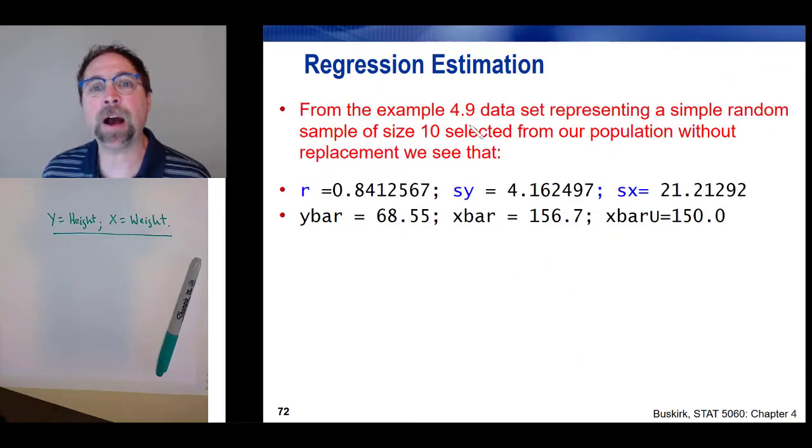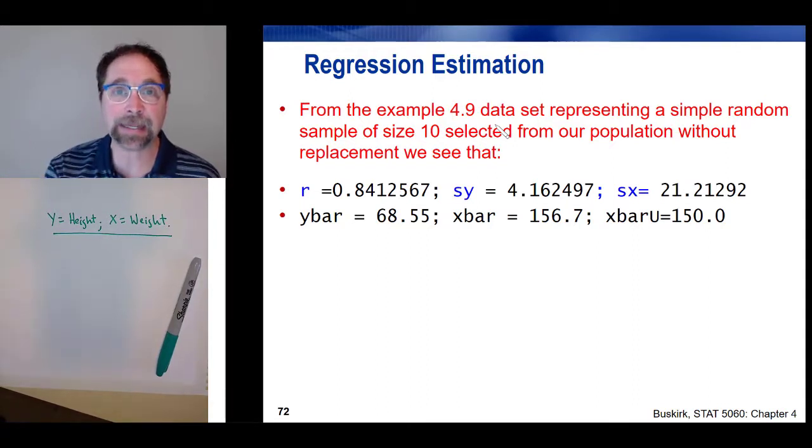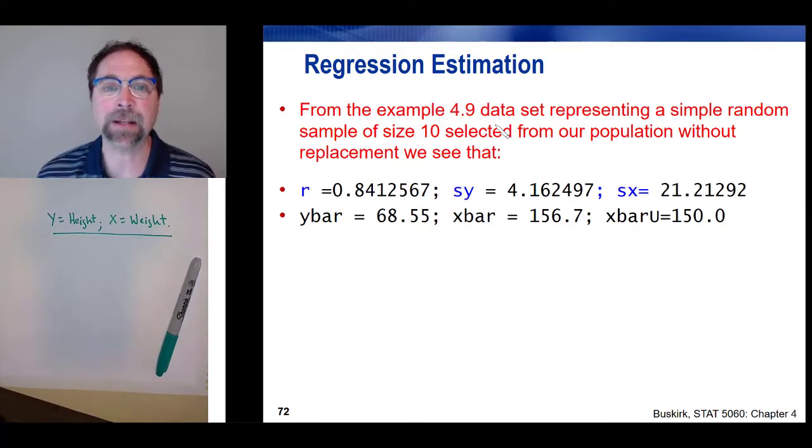So from this example, we've got example 4.9 data. We have a sample of size 10 that we've taken from 24, and we're going to be able to calculate a few statistics. Again, the data set as well as these statistics can be found in example 4.11.xlsx on our course Canvas page. The sample correlation between the two variables, height and weight, was a little over 0.84. The standard deviation for the y variable is a little over 4. Standard deviation for the x variable is 21. And the y bar in the sample was 68.55.